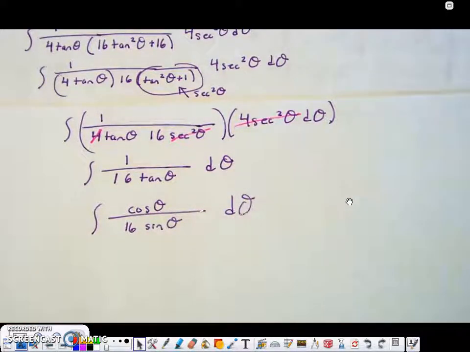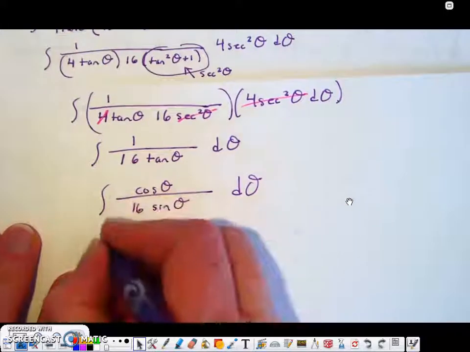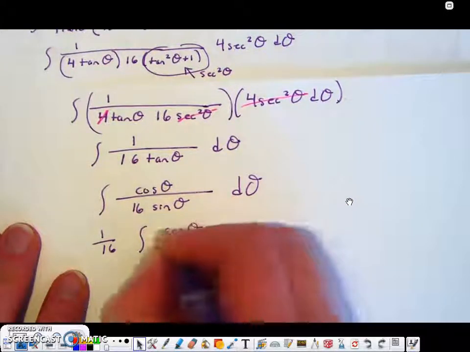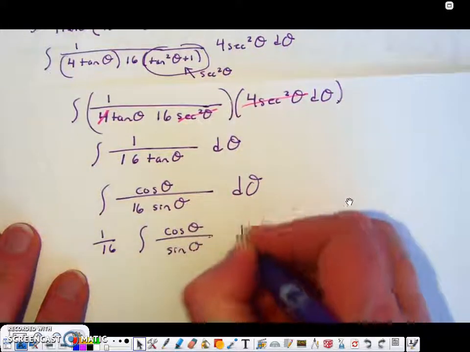So you could look at 1 over tangent as cotangent theta, if you prefer. And tangent is sine over cosine, so cotangent is cosine over sine. It's a reciprocal function. Or you can say you're dividing by sine over cosine, which is the same as multiplying by cosine over sine. Regardless, this is what you get. We can just take it out, since it's just a constant.